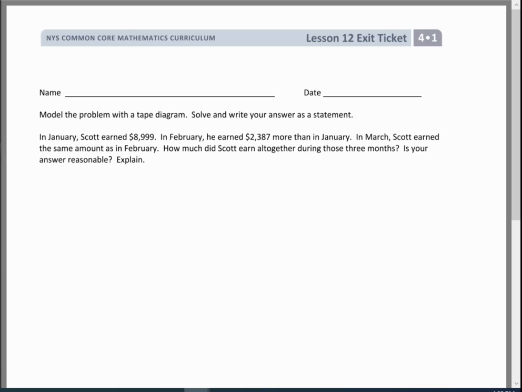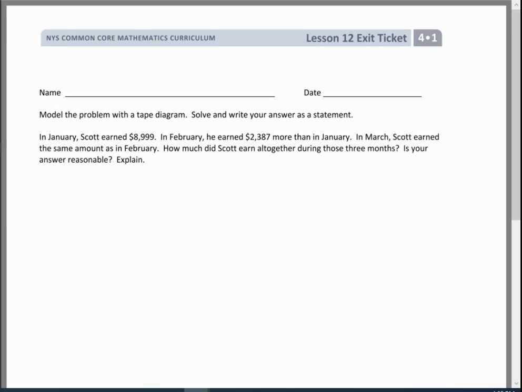Hello, this is Mr. Knowles, and this video focuses on making a tape diagram to help students solve word problems. And I'm using Lesson 12 Exit Ticket from Module 1 as an example.